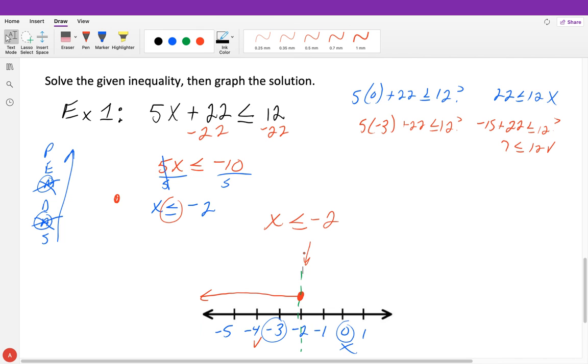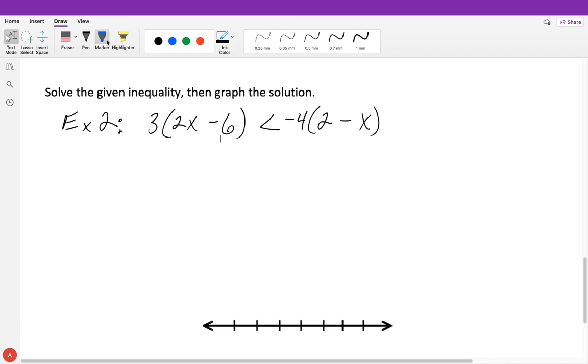You will always graph all the answers you get on your assessment, so make sure you are practicing how to graph. All right, so the next problem we have here is 3 times 2x minus 6 is less than negative 4 times 2 minus x. So once again, this was a problem that you would have been given for equation, and I do expect that you guys can answer this.